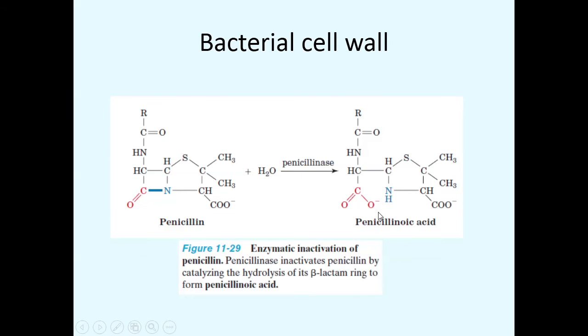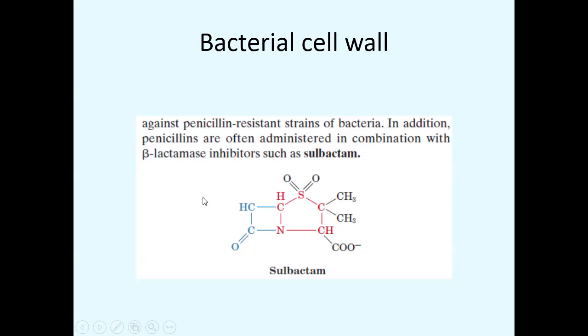A solution to this problem is to administer penicillin along with an inhibitor of beta-lactamase enzyme, so that if bacteria have acquired resistance against penicillin through beta-lactamase, penicillin would still act against them. One such inhibitor of beta-lactamase is called sulbactam. Its structure is shown here.